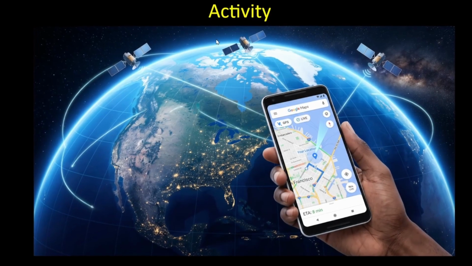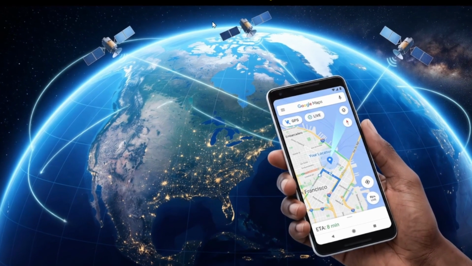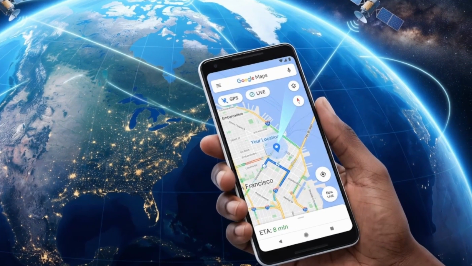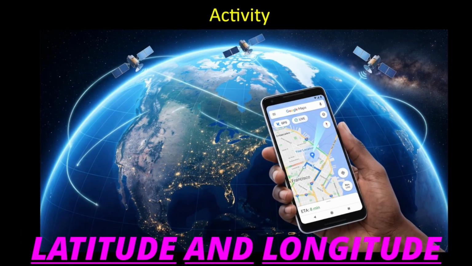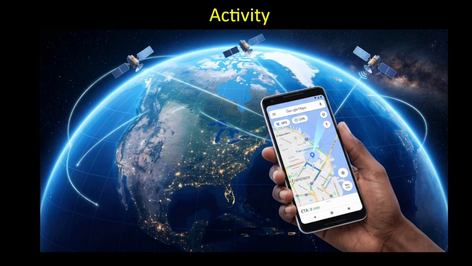Here is a homework activity for you. We used coordinates to locate points on a plane, but have you ever wondered how Google Maps or GPS knows your exact location on Earth? Search about latitude and longitude on the internet and tell me in the comments, are they also a type of coordinates?